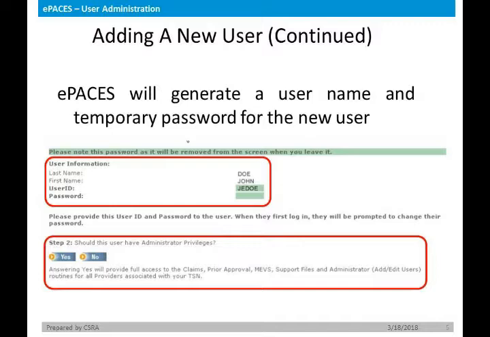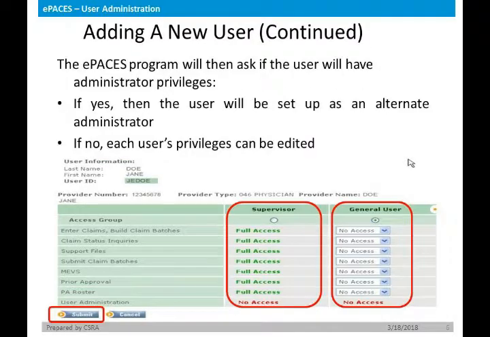You'll also be asked to decide if this person will be given administrator privileges by clicking Yes or No at the bottom of the screen. If you selected Yes, then the user will be set up as an alternate administrator. If you selected No, each user's privileges can be edited.